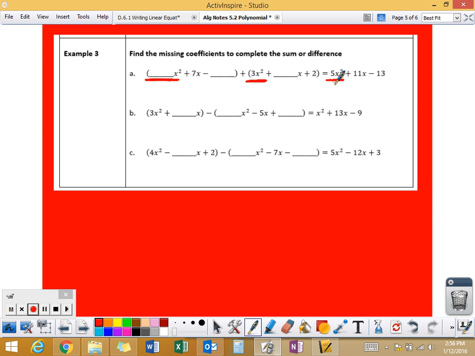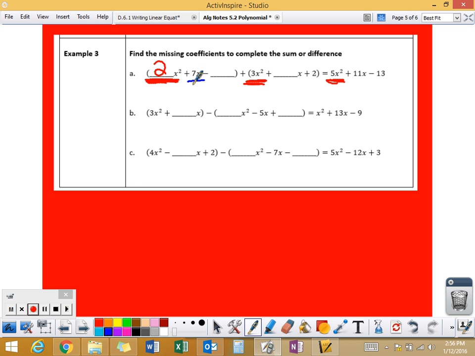So basically what I need to ask myself here is, what would I put in this front spot here so that when I added it to 3x squared, it would equal 5x squared? The number is clearly 2, because 2 plus 3 equals 5. So I know right away to put a 2 in that spot.